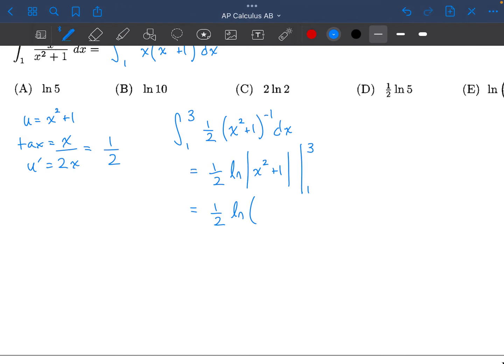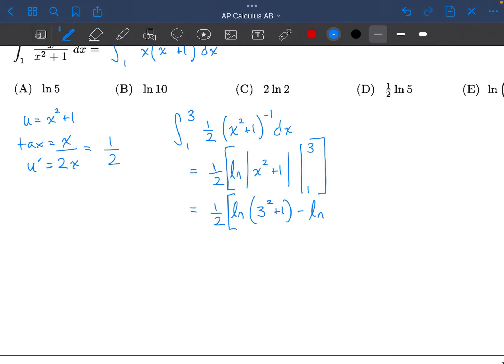I'm going to first plug in 3. So I have 3 squared plus 1. And whenever you have a constant term like this 1/2, you can factor it out. The way that I'm thinking about this is that 1/2 is being factored out of this entire problem with the evaluation bar. So I'm going to say 1/2 is being factored out, so I don't have to keep rewriting it. And then I have the next piece, where I subtract natural log of when I plug in 1.